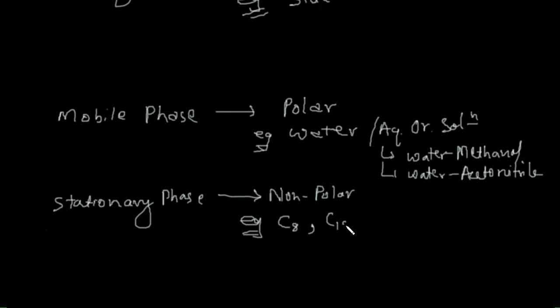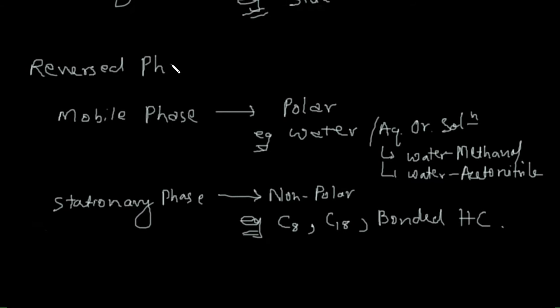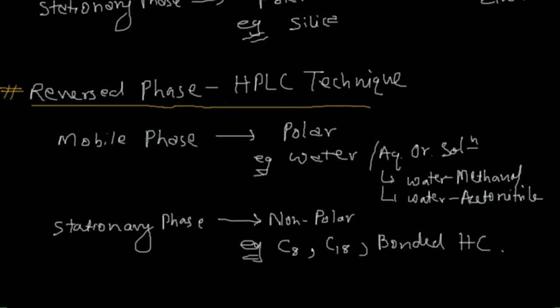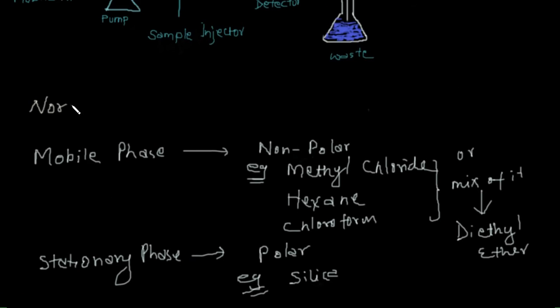The polar components of the injected sample will show more affinity with the mobile phase rather than the stationary phase and elute out easily from the column, while non-polar components stick with the column for a longer period of time and elute slowly, and the rest will happen in the same manner as in the previous case. And due to this reverse phase mechanism, we call this technique reverse phase HPLC, which is widely used in pharmaceutical industries as compared to the normal phase HPLC technique as mentioned earlier.